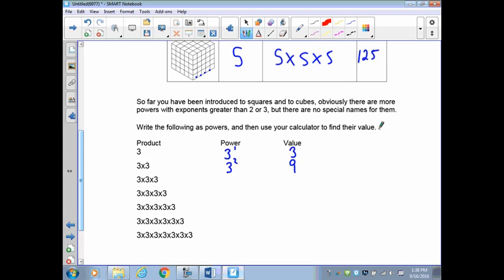All right, so 3 to the 3 is equal to 27. 3 to the 4 is equal to 81. 3 to the 5 is equal to 243. 3 to the 6 is equal to 729. And the last one, 3 to the 7, is equal to 2,187. And of course, you use your calculator to do that. Okay, turning the page, let's take a look at some different things here when we mix them all up.